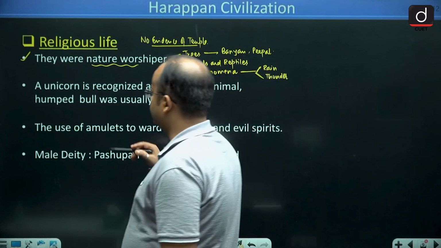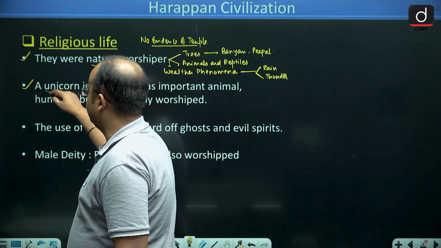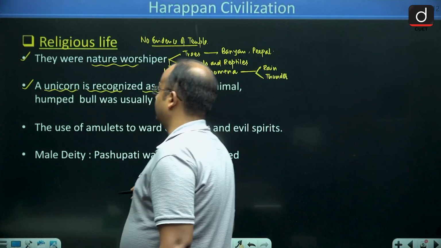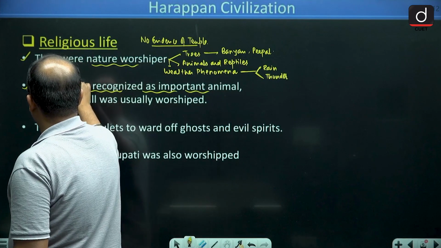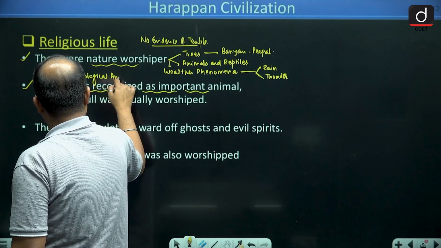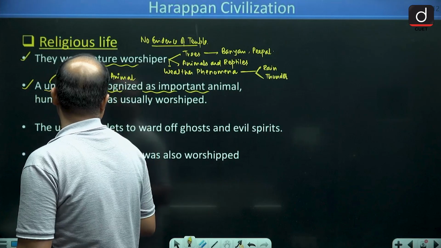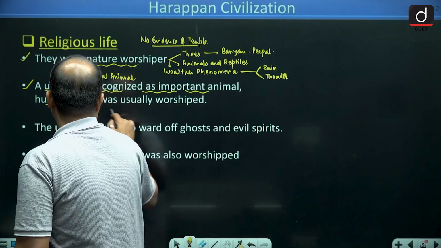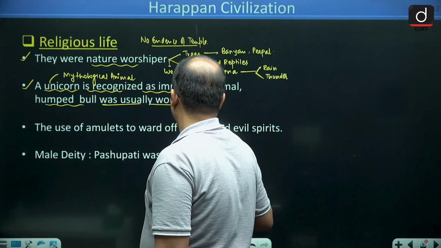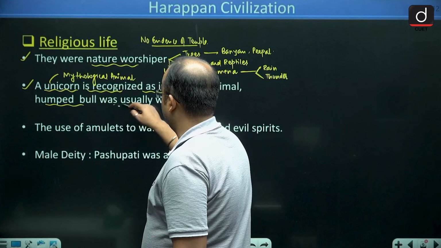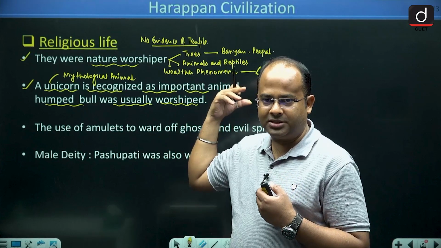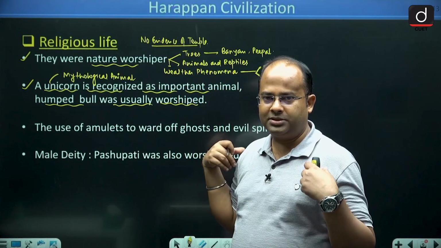Other than this, guys, the most important animal that was recognized was the unicorn. It was recognized as an important animal, and the unicorn is a mythological animal. The humped bull was also usually worshipped. Humped bull means the bull which has a hump on its back.